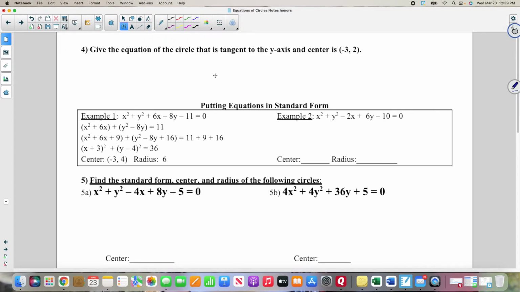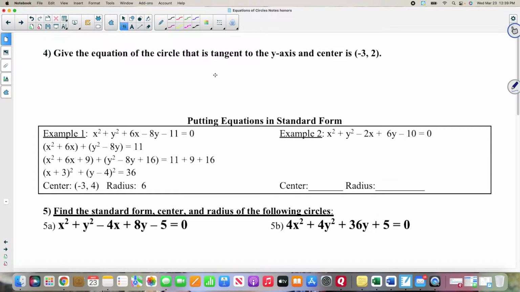Oh my gosh, it's a lot of numbers. Okay, look at number 4. It says give the equation of a circle that is tangent to the y-axis and its center is -3, 2. Well, if its center is -3, 2, I can go ahead and start my equation. So what do I not know? The radius. What does tangent to the y-axis mean? Going to touch it in one point. The radius is going to be perpendicular to the y-axis.